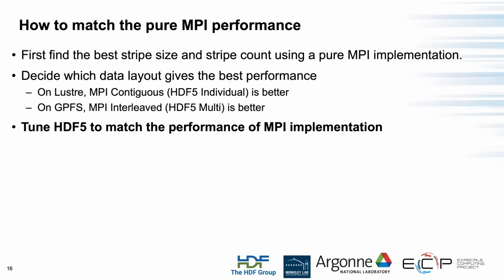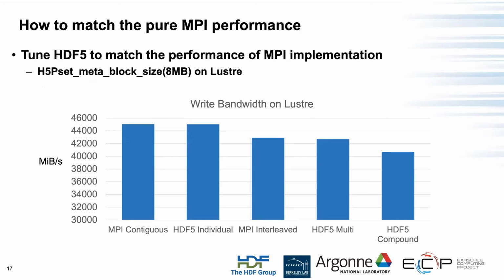So we explored how we can match the pure MPI performance. For that, we first determined the best stripe size and stripe count using the pure MPI implementation. And then we decided which data layout gives the best performance. So with Lustre, we found out that the MPI contiguous individual is better. And on GPFS, the MPI interleave is better. So we essentially wanted to then tune HDF5 to match the performance of each of those MPI implementations on each of those file systems.